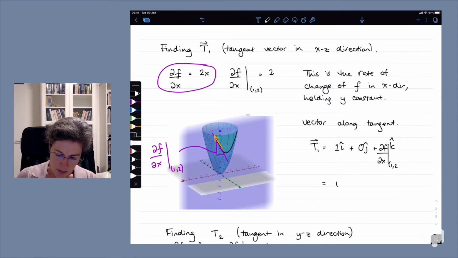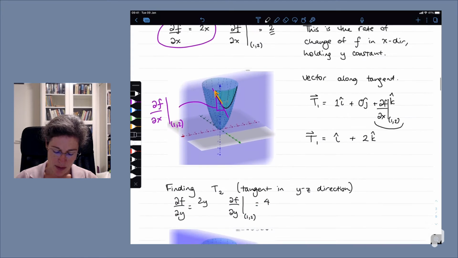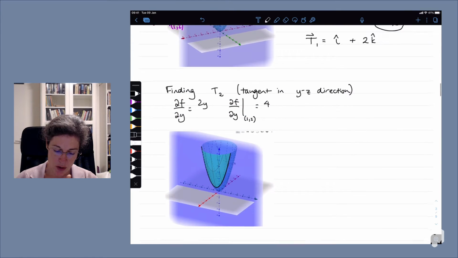And if I just simplify this a little bit, then I get that my tangent 1 vector looks like i hat plus, so I'm wanting my partial derivative evaluated at (1, 2), which we figured out over here. So that's just going to be 2k. All right, and then we can play exactly the same game, but in the y direction.